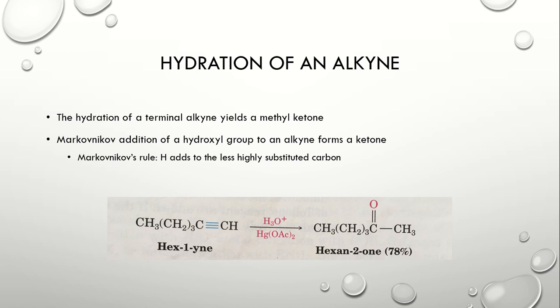In the reaction below, hex-1-yne is converted into hexan-2-one using hydronium. The triple bond breaks into a single bond between the carbons, and a double bond forms between the carbon and the newly added oxygen. And the hydrogen from the hydronium goes to the CH on the right side of the equation because it's the less substituted carbon.